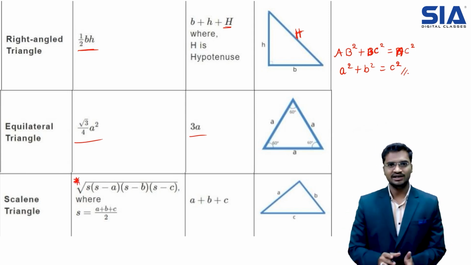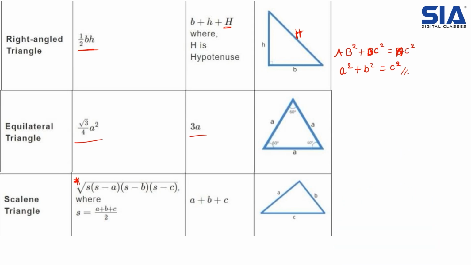Now finding the area of a scalene triangle. The area of a scalene triangle is the square root of S into S minus A into S minus B into S minus C, where S is the semi perimeter, A plus B plus C divided by 2. So S is the semi perimeter.